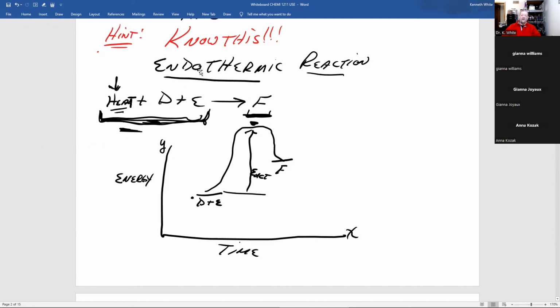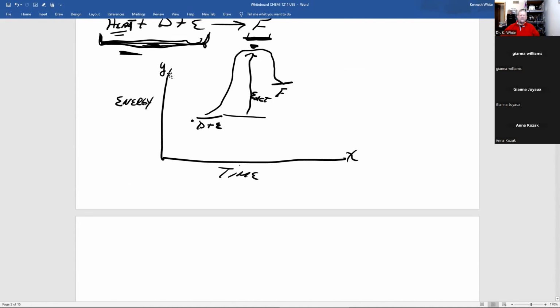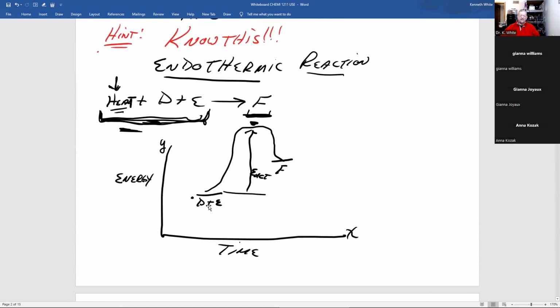All right, now for an endothermic reaction, that means you have to add heat to make it go. You have heat plus D and E make F. And the energy diagram also is y-axis is energy, x-axis is time. Let's assume D and E have a certain amount of energy. So I draw it here. How much energy does F have in relation to D and E? More, higher on this graph, or less?